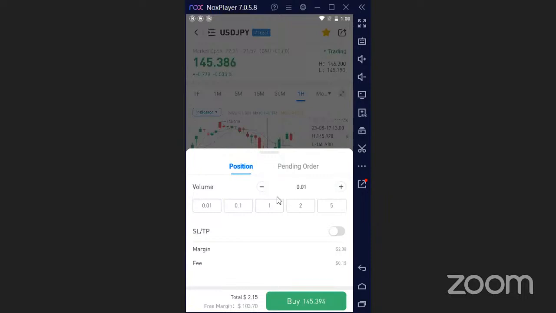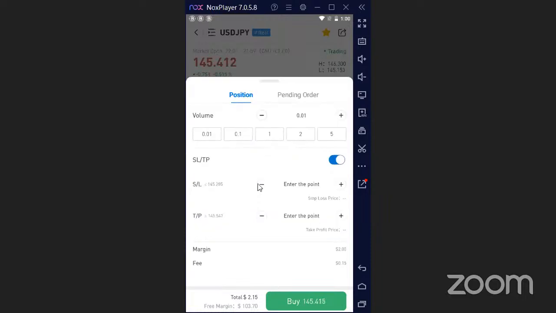Now I want to set my stop loss and take profit. Then I click this button here. You see when I click it, you see what popped up. This is my SL and TP, which is stop loss and take profit. We set this so that in case the market goes against us, we don't lose much.